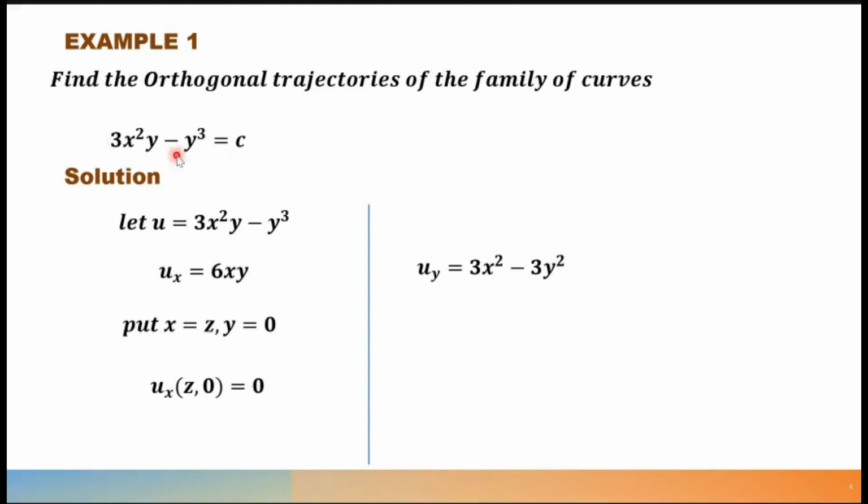The only thing is that we are not given u or v. We assume it to be u, and then we calculate v. If you assume this to be v, then calculate u. So both are orthogonal trajectories to each other. Now uy is 3x square minus 3y square. Again put x equal to z, y equal to 0. So we will get uy is equal to 3z square.